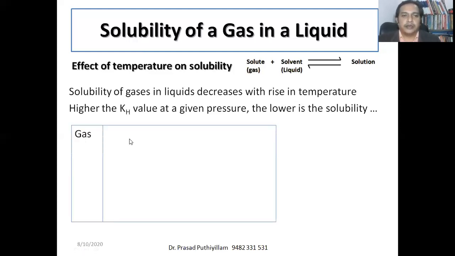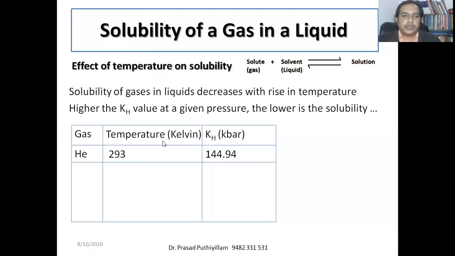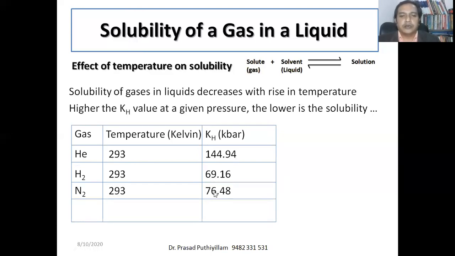Gas molecules are taken, we specify the temperature, and the Kh value, Henry's constant in kilobar, is calculated or measured. In the case of helium, at a temperature of 293 Kelvin, which means 20 degrees Celsius, since 0 degrees Celsius is 273 Kelvin, helium has a Kh value of 144.94. For hydrogen it is 69.16, for nitrogen it is 76.48, and for oxygen it is 34.86.